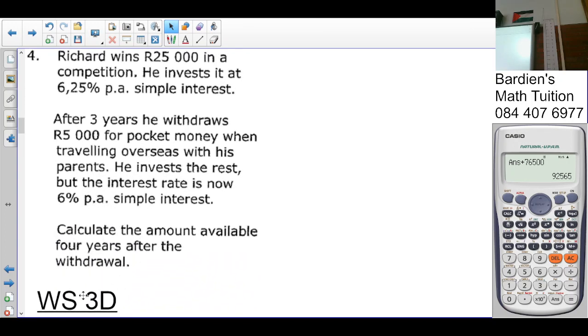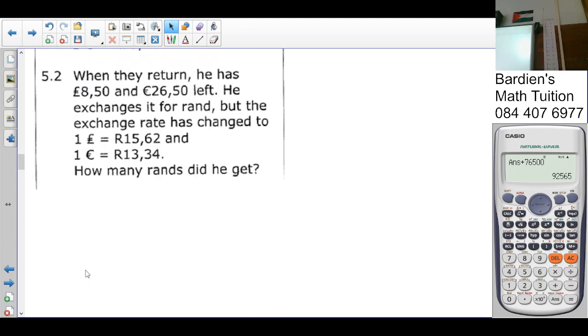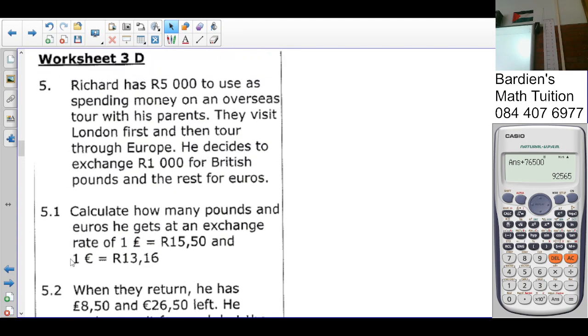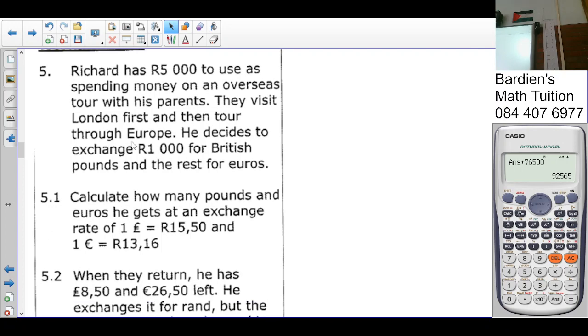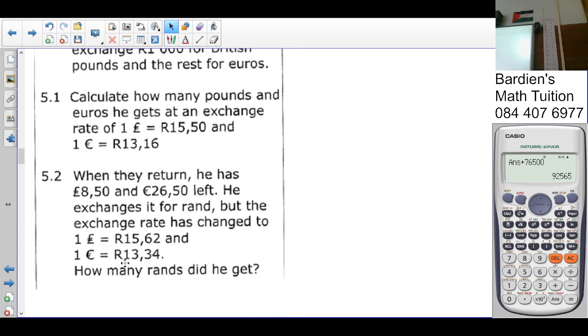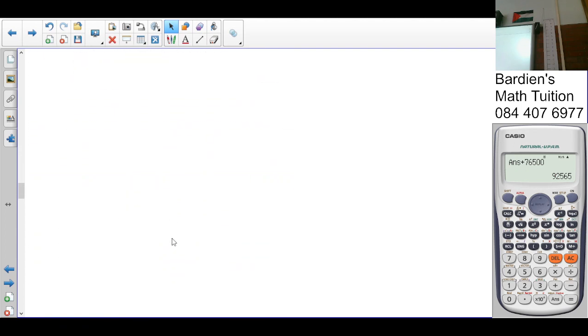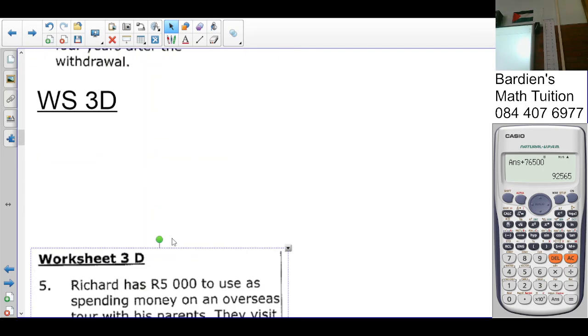Here we're talking about Richard. Okay, the second last one, yeah? People, you guys are making a lot of noise in the background. Yeah? So here we are told that Richard has 5,000 rand. Kathy must reduce this a bit. This is the last one, no? Number 4.